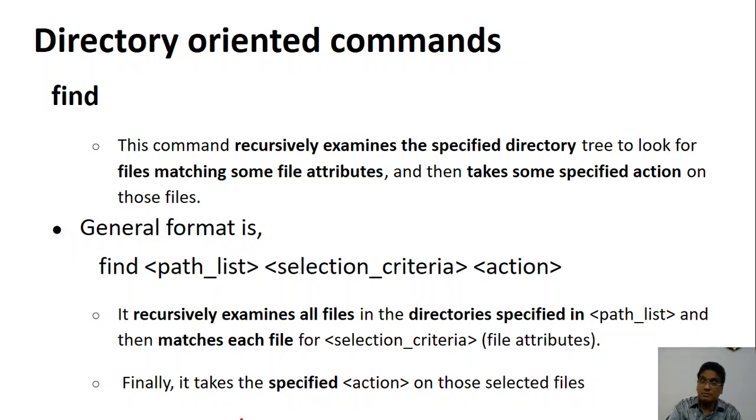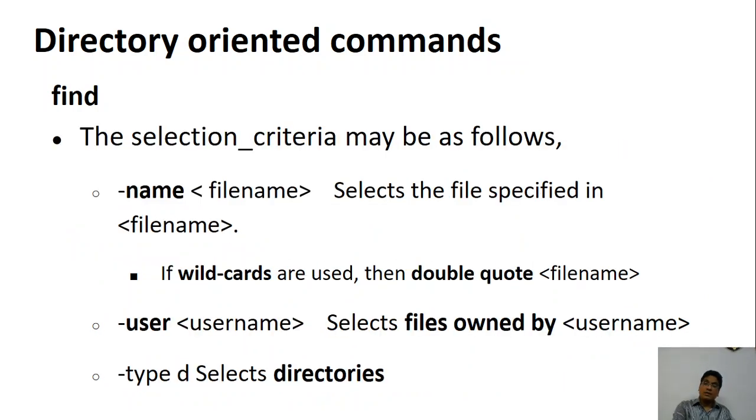With find, you have to specify the directory in which you want to find the content. Then the selection criteria, just as ls has selection criteria. And finally you have to specify what action needs to be taken on the content being given to you. The actions are only two things: you can execute a command, or you can print it. If you don't specify the action, it means you want to print the content.